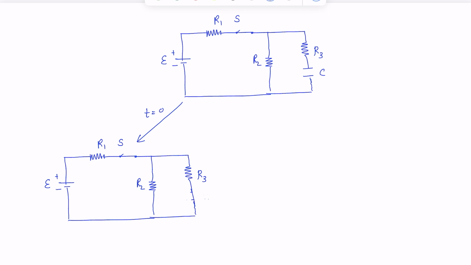You can make loops, you can find effective resistances, you can figure out different currents in different resistors. So for t equals 0, the tip is that you need to get rid of the capacitor and replace it with a piece of wire.